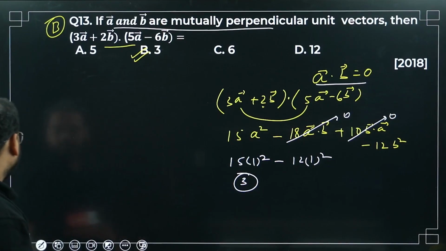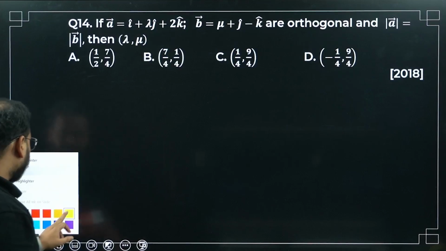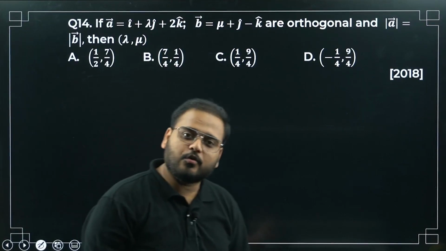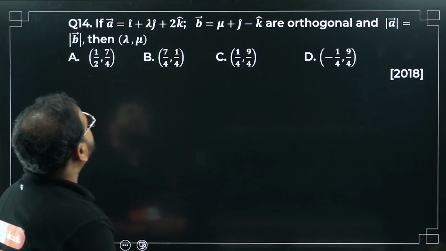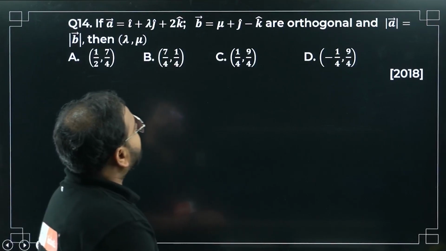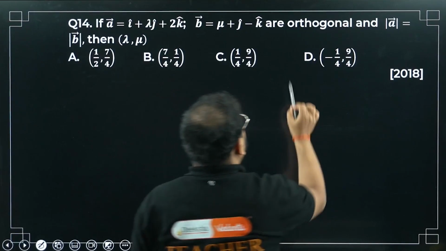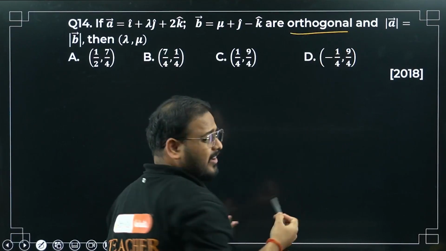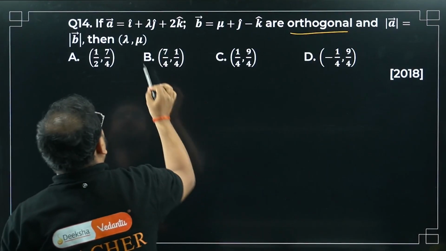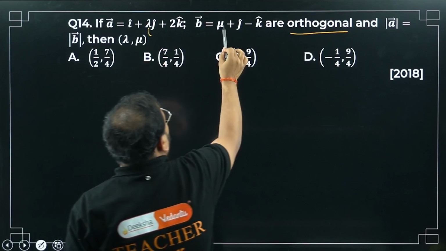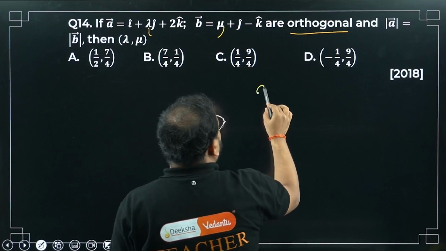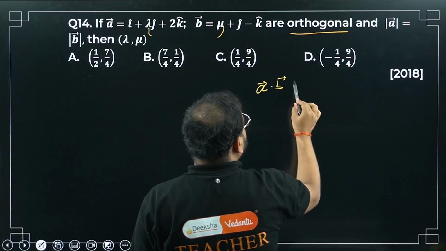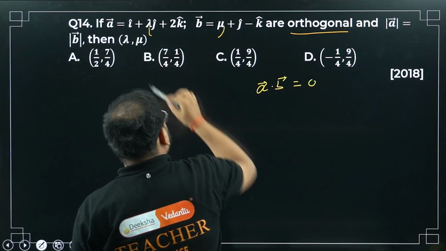Okay, moving on to question number 14. Let's see if you got this also right. I know you must have. A is given as, okay, again orthogonal, but there's a trick. Not a trick, but basically they have given two variables here, lambda and mu. We'll do the same thing. What is the thing, sir? A dot b equals to 0. Let us do it, sir.